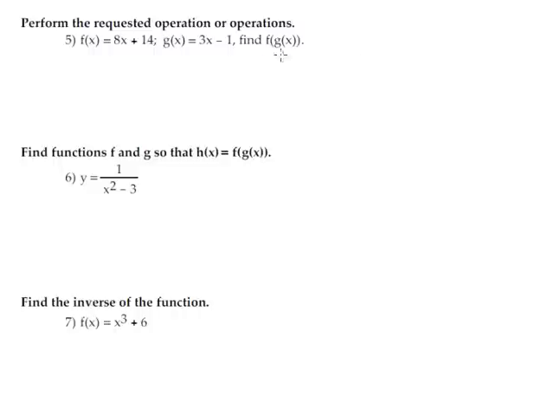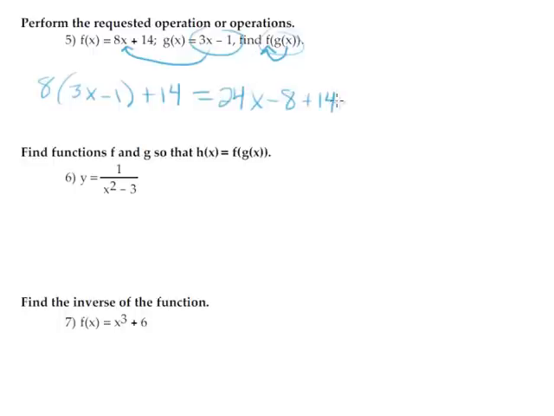Requested operations: f of g of x means take g, plug it into f. So take g, put it where the x is in f. So 8 times 3x minus 1 plus 14. So we distribute and add like terms. So 24x plus 6 is what f of g of x equals.